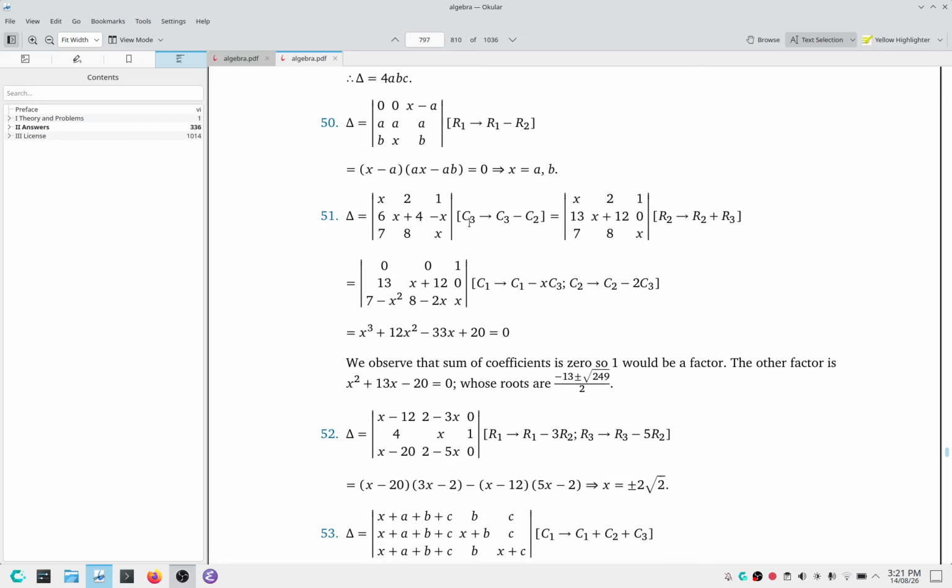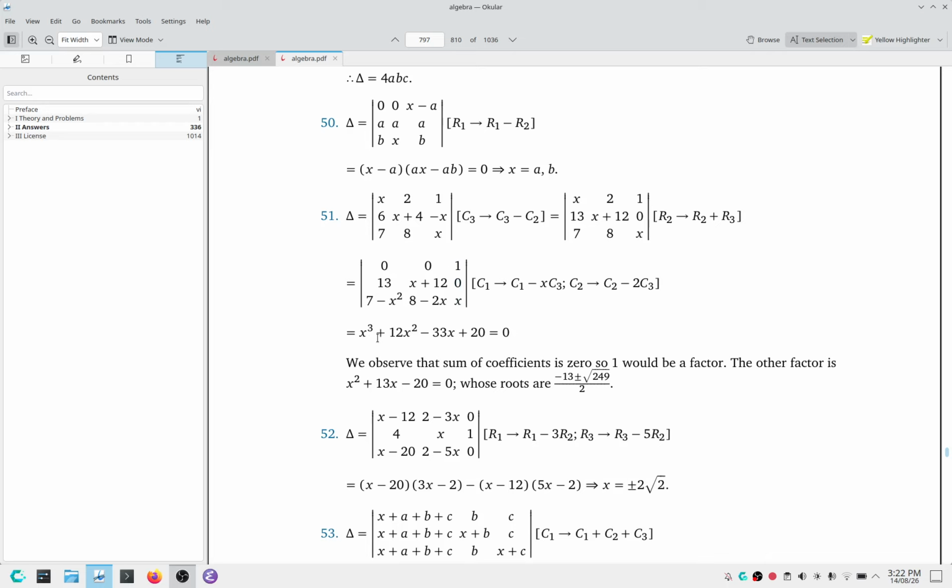So what we do is we do column 3 is equal to column 3 minus column 2. We get x, 2, 1, 6x plus 4 minus x, 7, 8x. Once we have that, we do R2 is equal to R2 plus R3. We get x, 2, 1, 13x plus 12, 0, 7, 8x. Once we have that, we do C1 is equal to C1 minus xC3, and C2 is equal to C2 minus 2C3. So we arrive at this. We have 2 zeros here and 1 here. We expand along this one.